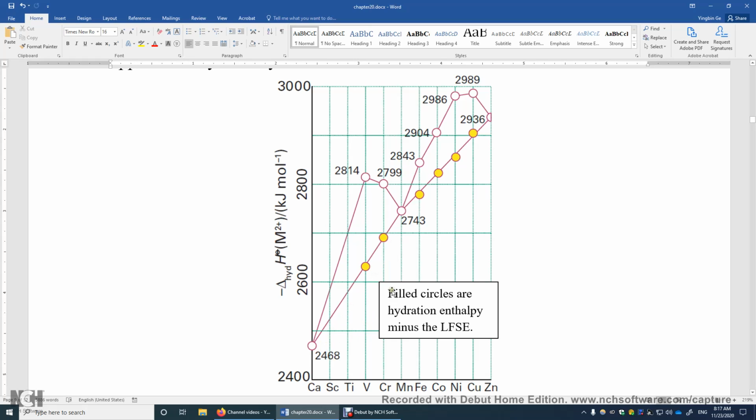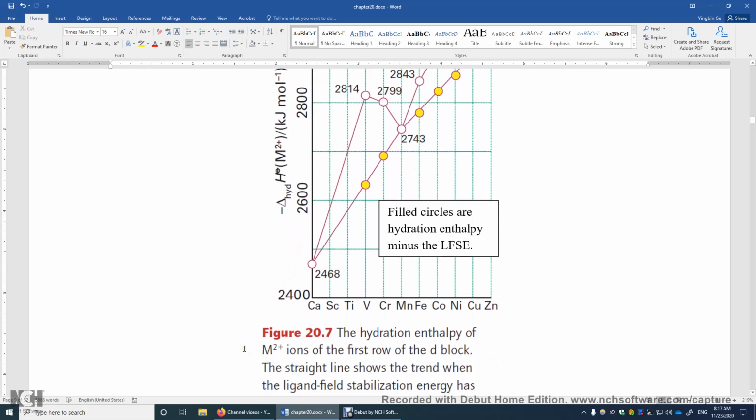So that's why you can see these all have a 0 LFSE. And then if we subtract the LFSE from some other metals, we get an approximately linear trend here. So from calcium to zinc 2+, the ionic radius decreases because the effective nuclear charge increases. And then we observe this approximately linear trend after excluding the LFSE. So these two humps indirectly suggest the existence of the LFSE in those transition metal complexes.